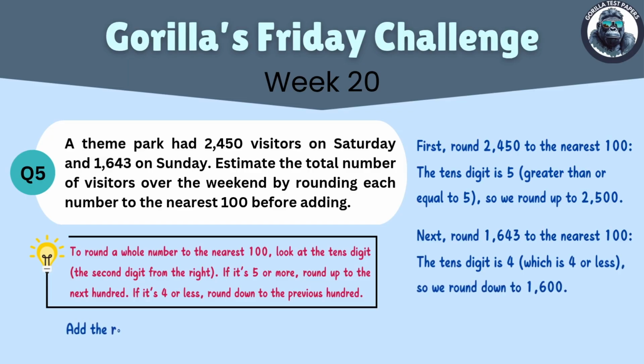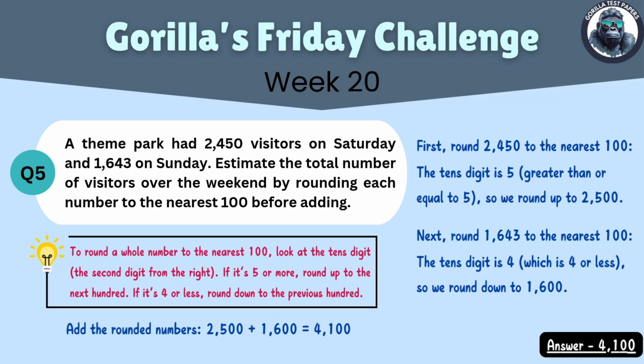Now we have to add the rounded numbers together. So we do 2,500 plus 1,600, which gives us 4,100. This is the answer for this question.